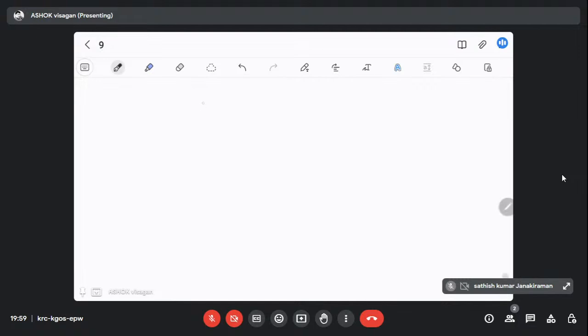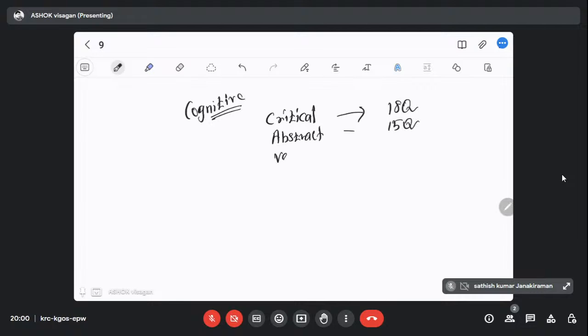The first one is the cognitive section. Under this cognitive section, critical reasoning will have 18 questions, abstract reasoning 15 questions, and verbal 17 questions. So all together we'll have 50 questions in 50 minutes.